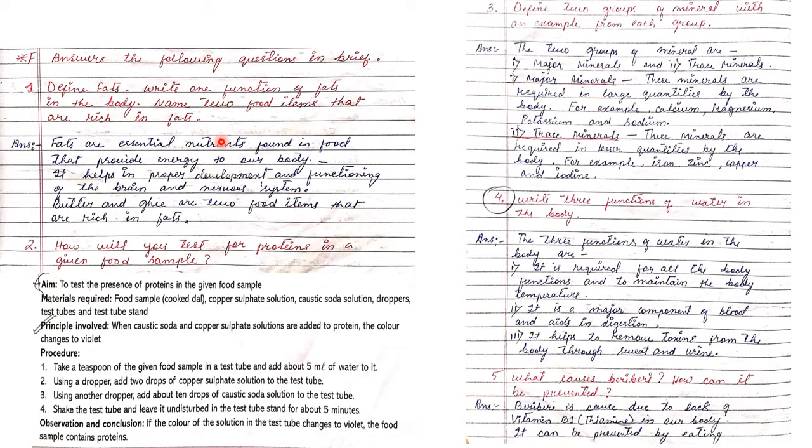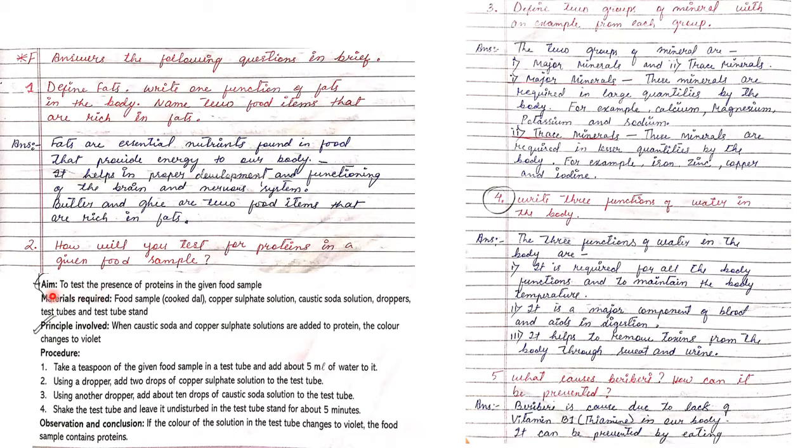And now we will write two food items that are rich in fats. That is, butter and ghee are two food items that are rich in fats. Now, number 2, how will you test for proteins in a given food sample? So here a food sample is given. We have to test for the protein.